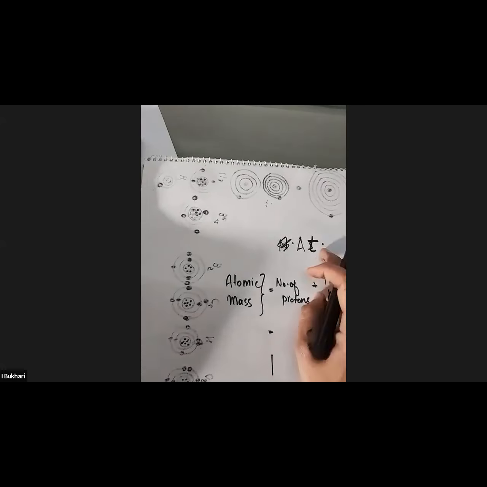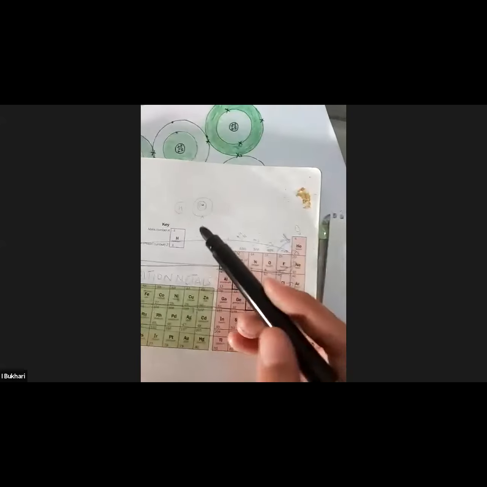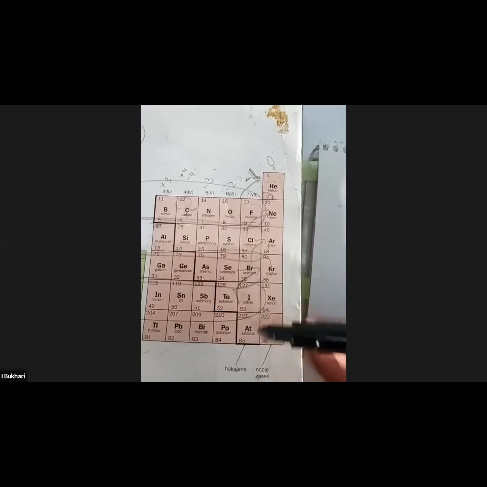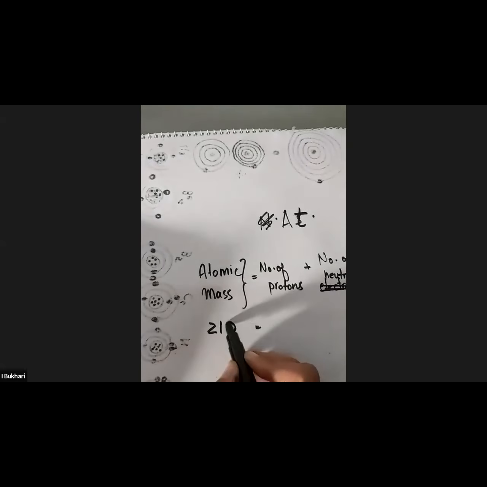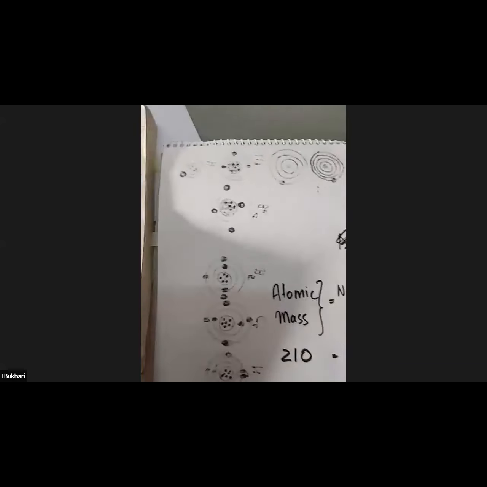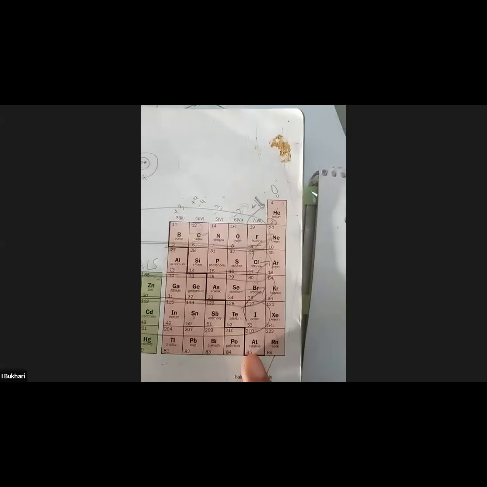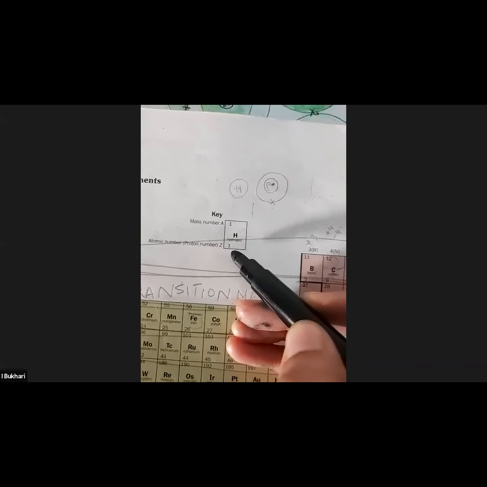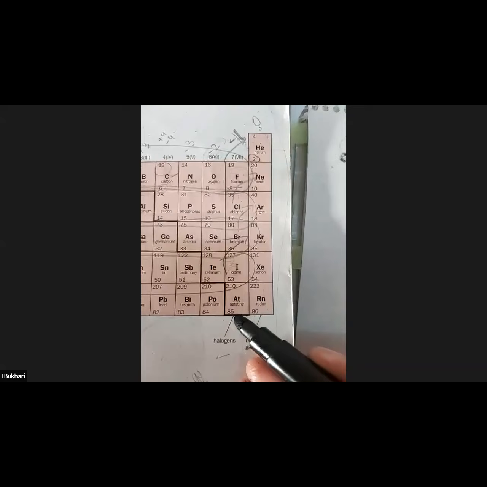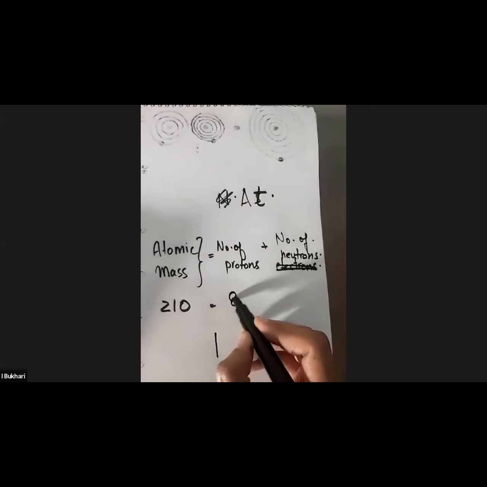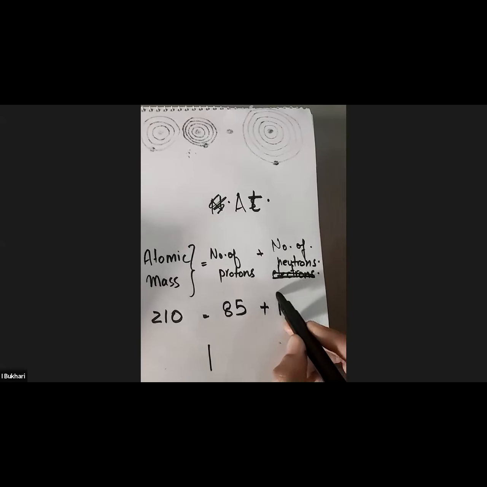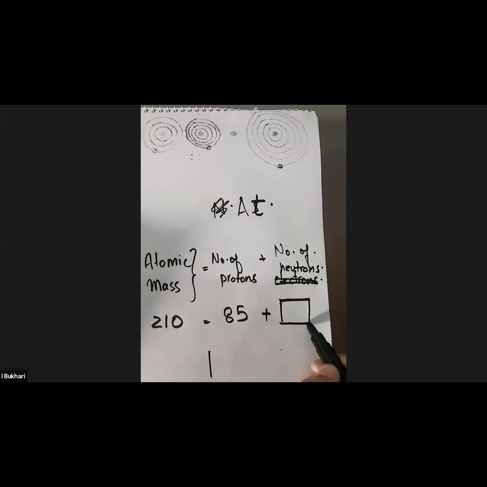Now, if I'm talking about astatine, the mass number is the top number, which is 210. Number of protons? How many protons? 85. Remember, the proton number is the number at the bottom. Proton number is 85. And then I can figure out the number of neutrons if I have to.